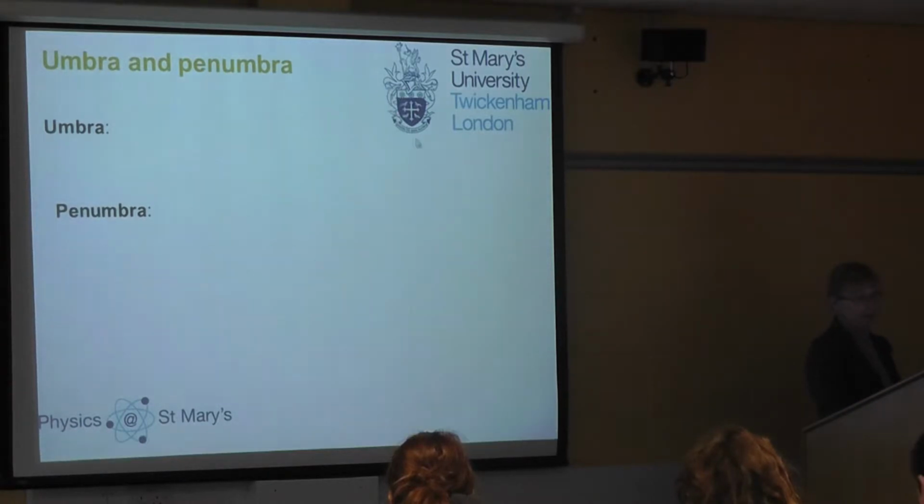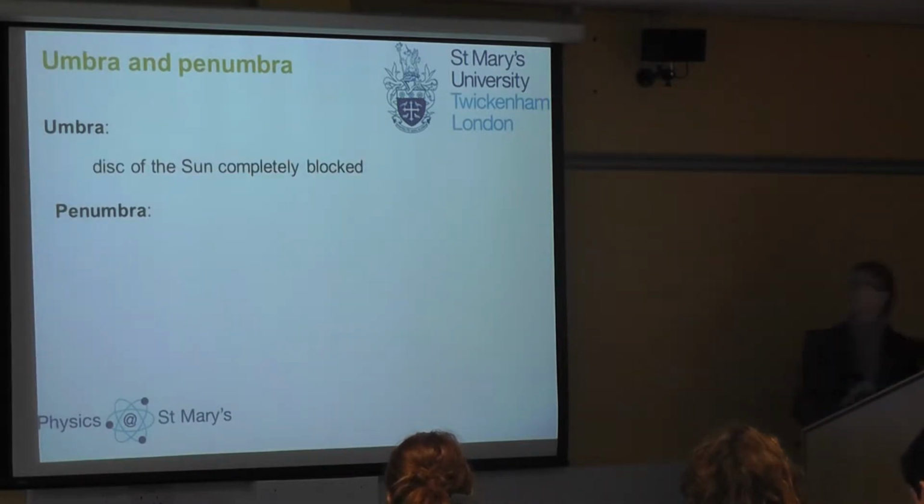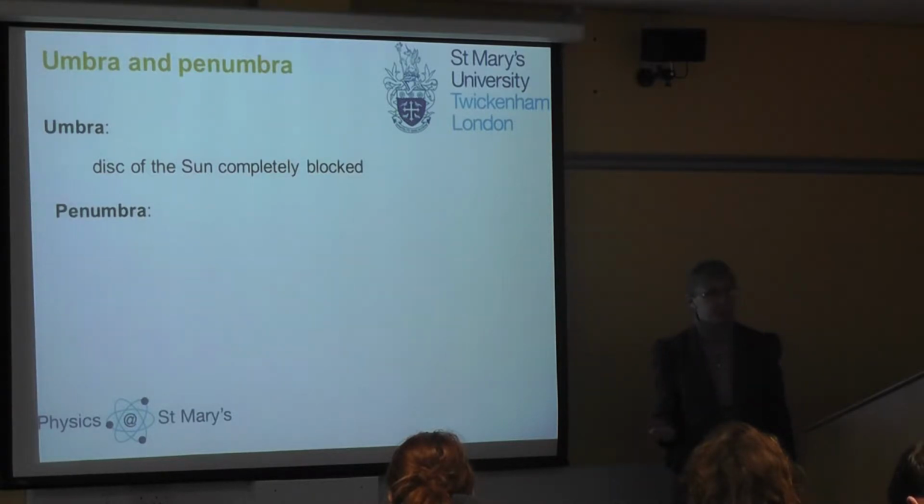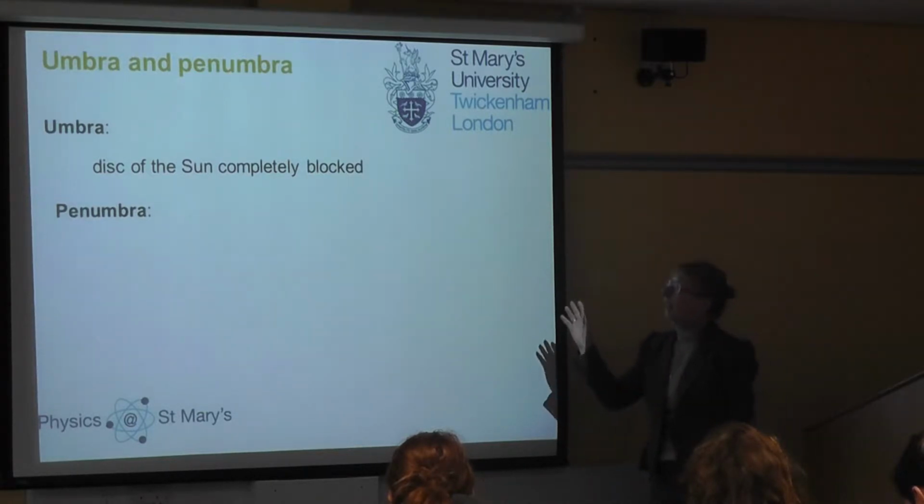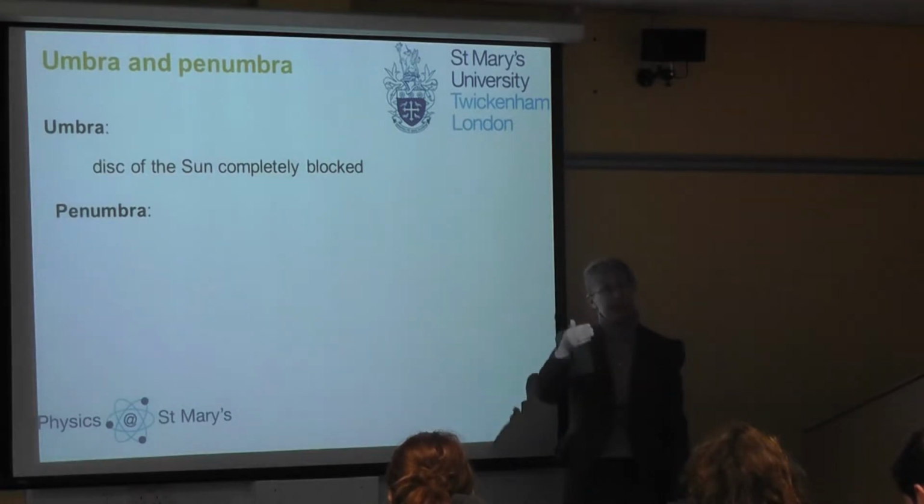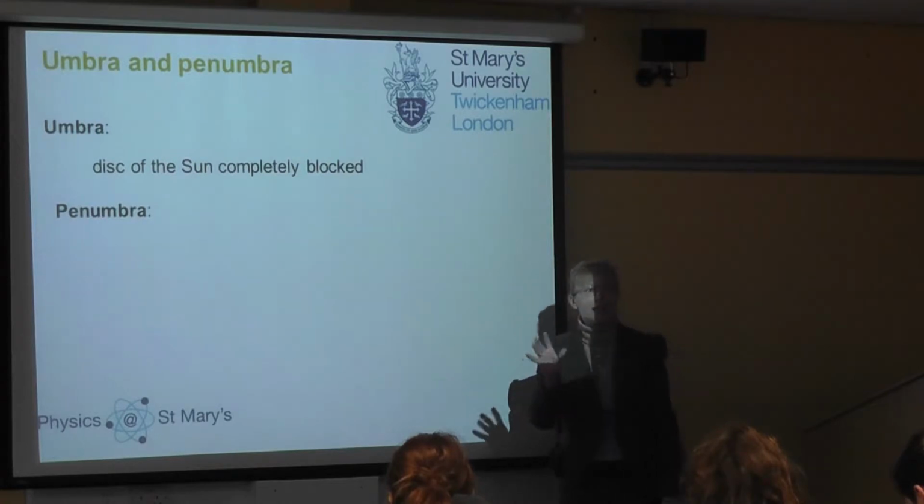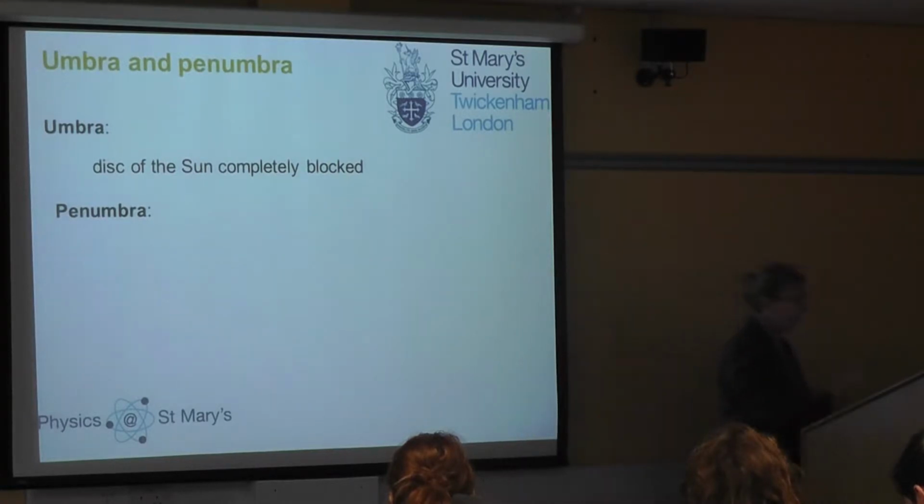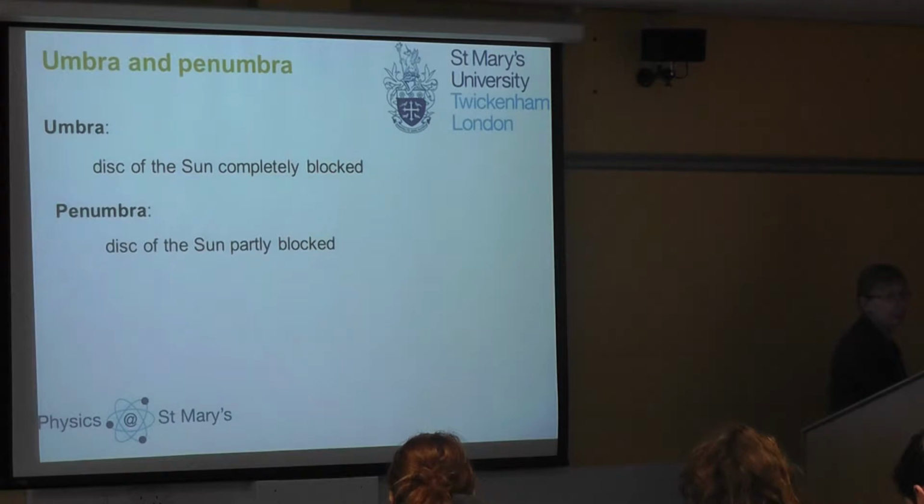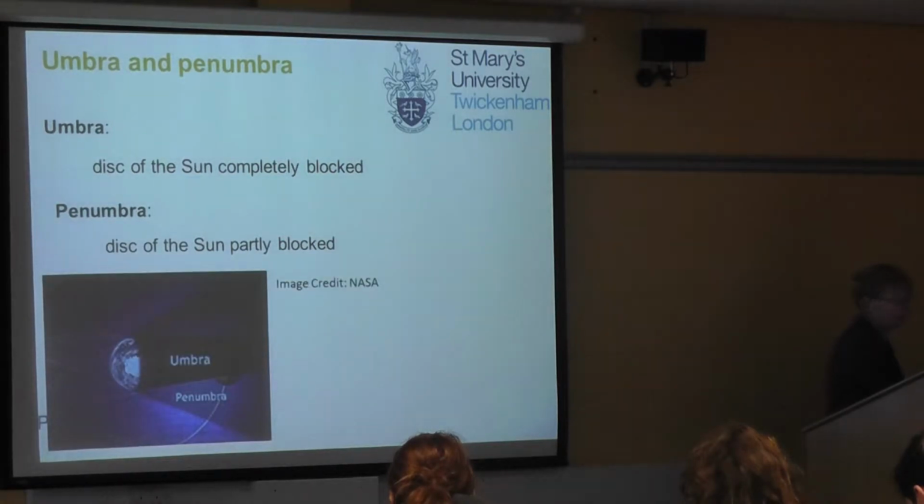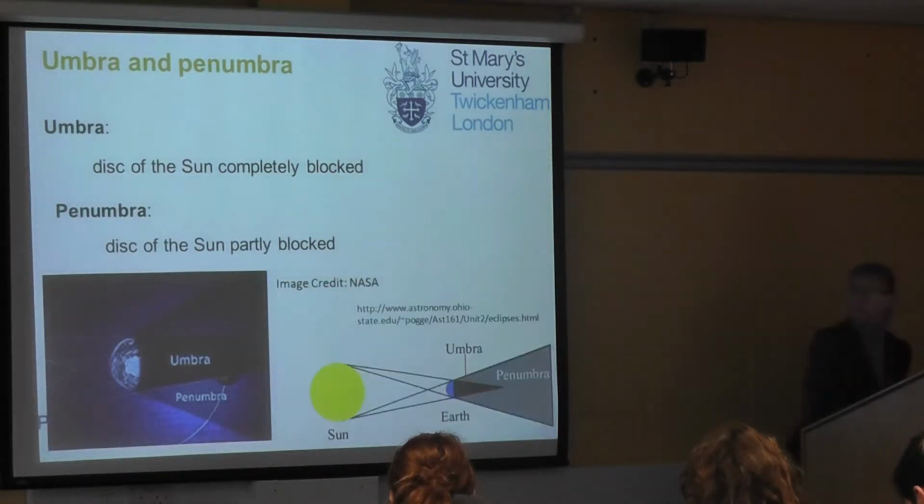Right, just quit. So what we have here, and I will show you the pictures. In the umbra, the disk of the sun is completely blocked by the moon, which means that the moon, the sun, and the earth are aligned in a perfect way, just on one line. In the penumbra, it's just partially blocked.